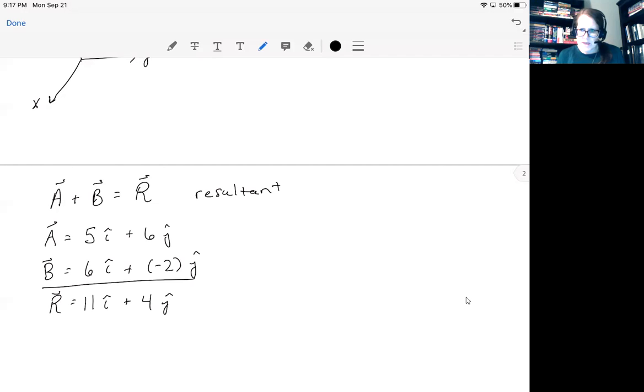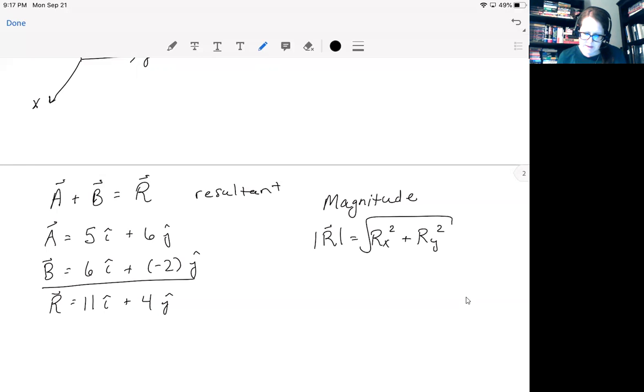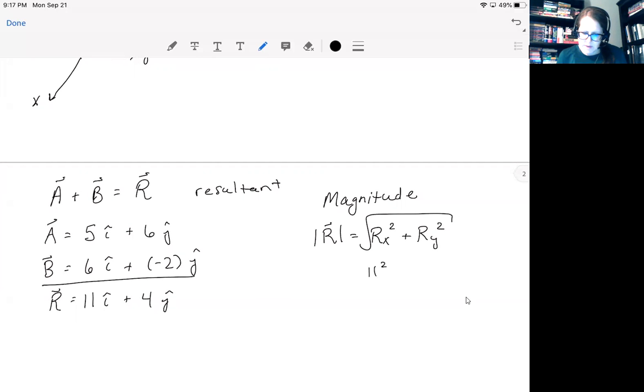If you want to know the magnitude of that resultant vector, remember to get the magnitude, we're going to have to do the x component squared plus the y component squared and take the square root. And so we would have 11 squared plus 4 squared and take the square root of that. And if you put that into a calculator, you would get about 11.7 as the magnitude of that resultant vector.